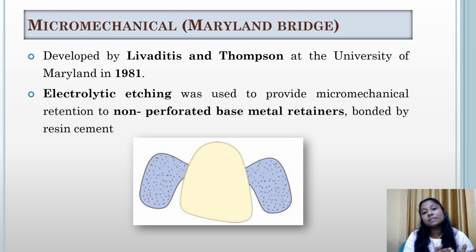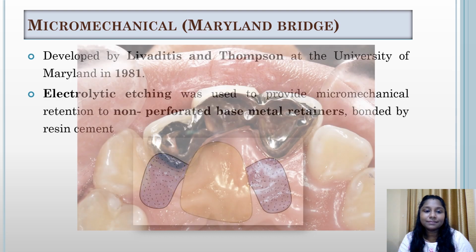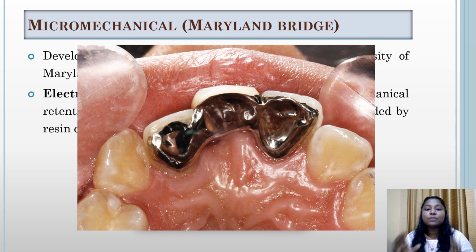Following this, it is immersed in 18% hydrochloric acid solution in an ultrasonic cleaner for around 10 minutes. So chemical etching and gel etching can also provide similar results. This electrolytic etching is done on non-perforated base metal retainers, and they are bonded through resin cement. This is an example of how a Maryland bridge looks. So remember that in the Maryland bridge, you have micromechanical retention.